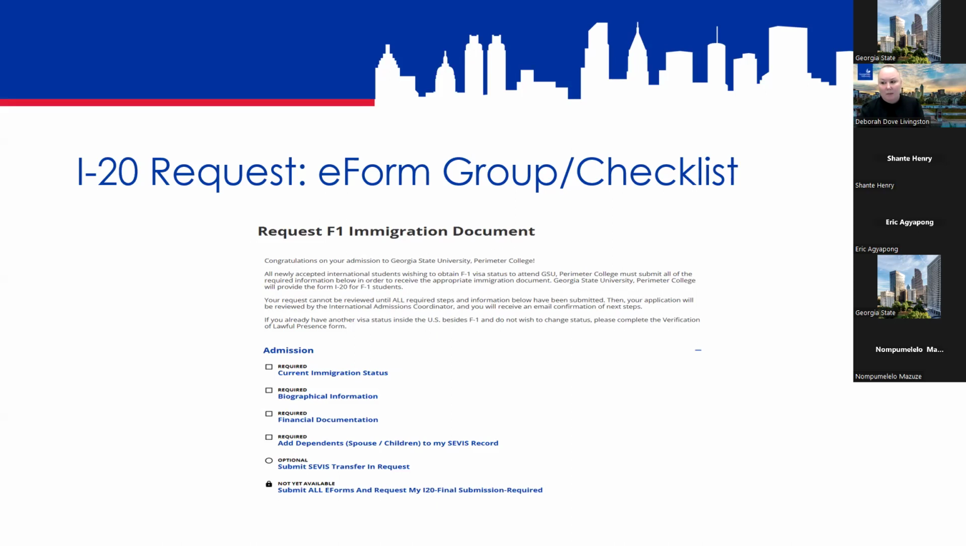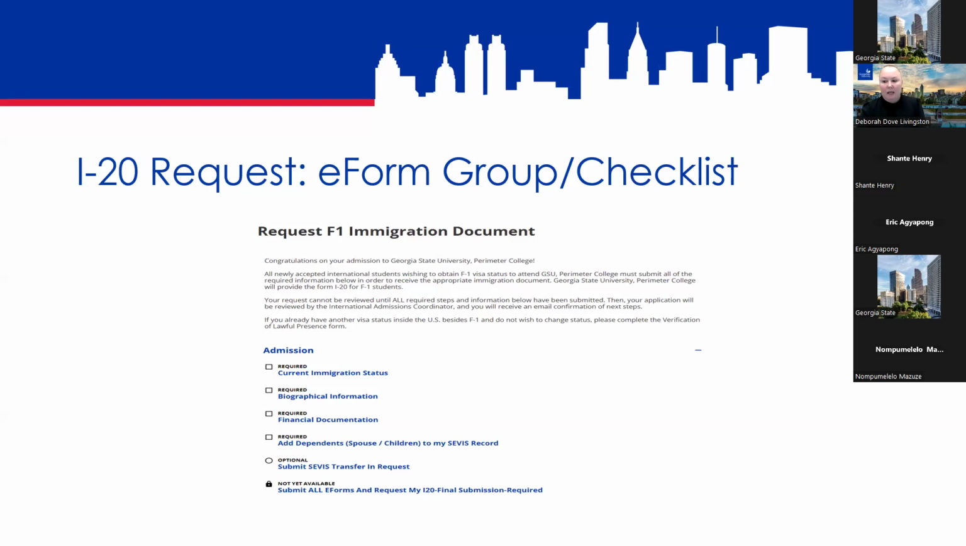Once the e-forms are submitted, processing time again is usually about 5 to 7 business days, and you will receive updates and/or your I-20 immigration document to your GSU student email account. If you are a transfer student, you already hold a valid I-20 from another school or university, you must also complete the 5th e-form in the group, the Submit SEVIS Transfer In request, before completing and submitting the last e-form in the group. If you fail to complete the Transfer In request and you are a transfer student, then this will result in your e-forms being denied.